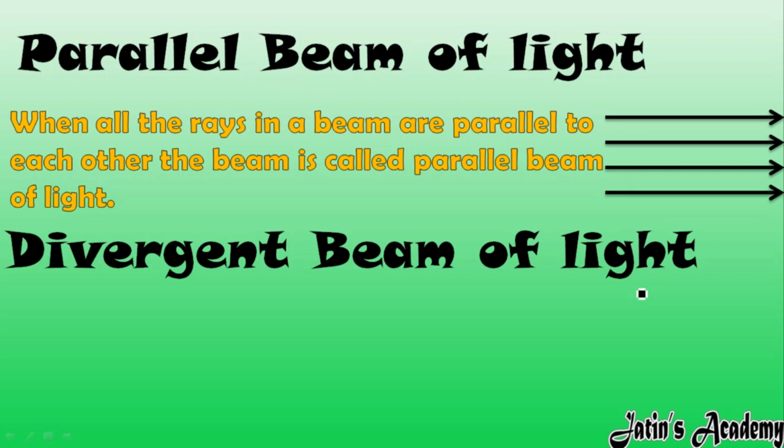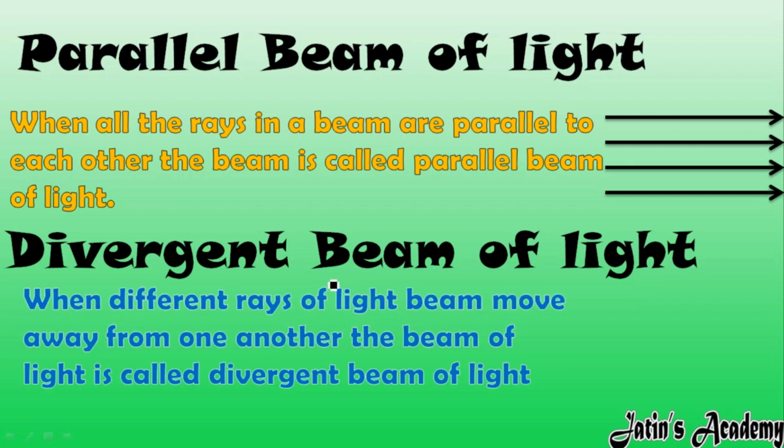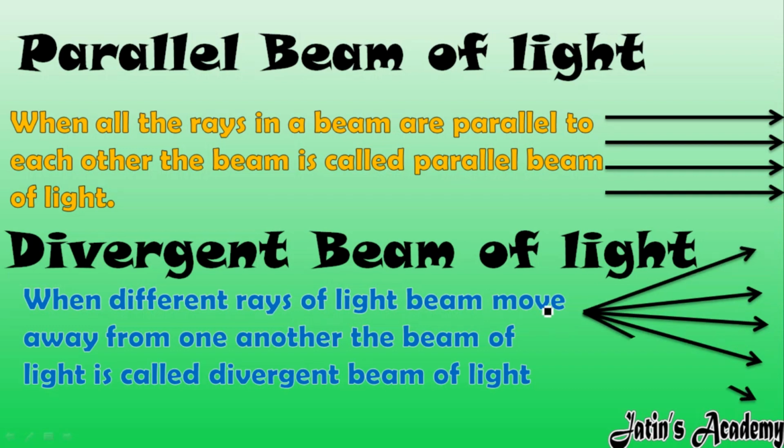In a similar manner, we have the divergent beam of light. Divergent means to go away from each other or to spread into all directions. So what is the definition? When the different rays of a light beam move away from each other from one source. For example, here we have one source of light, and from that one source, light radiations move away from each other or scatter in all directions. That is known as a divergent beam of light.